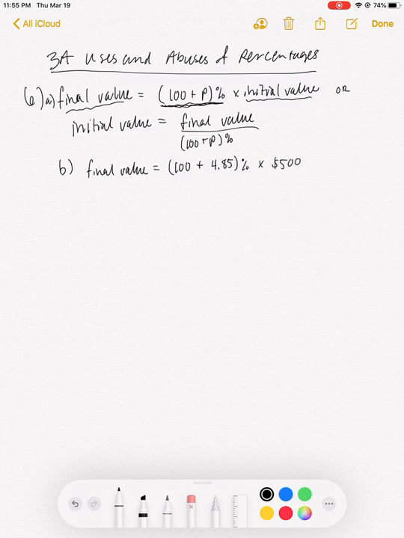Okay, so when we simplify the right side of the equation here, we get 104.85% times the initial value of $500. When I convert this percent to a decimal, 1.0485 times $500, we multiply those two together and we get 524.25. Okay, so after tax, his TV was $524.25.